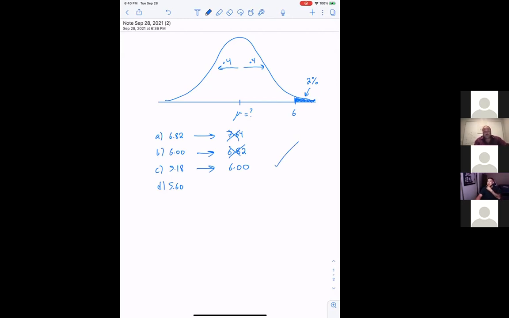Now, the next question is, was this one doable without the calculator? The answer is yes, but it's a little more complicated. So let's go through it. The other approach is to calculate the z-score for this value. How do I calculate the z-score for that value?